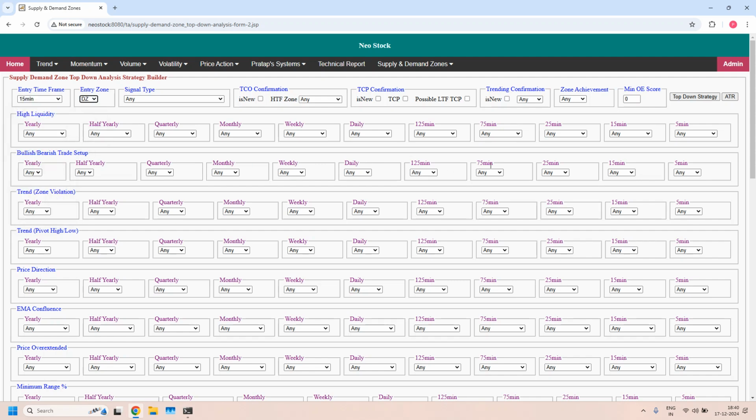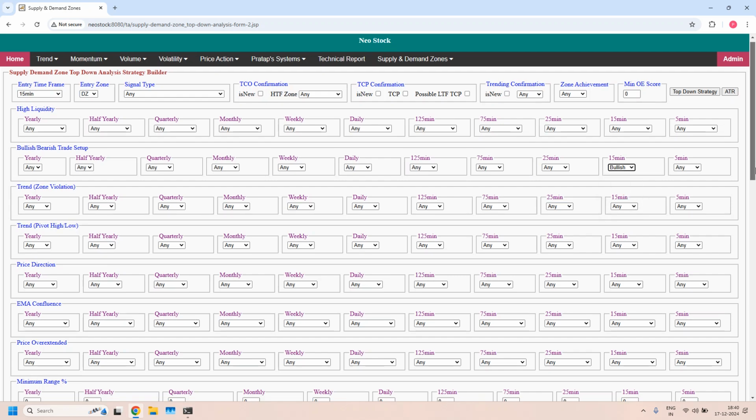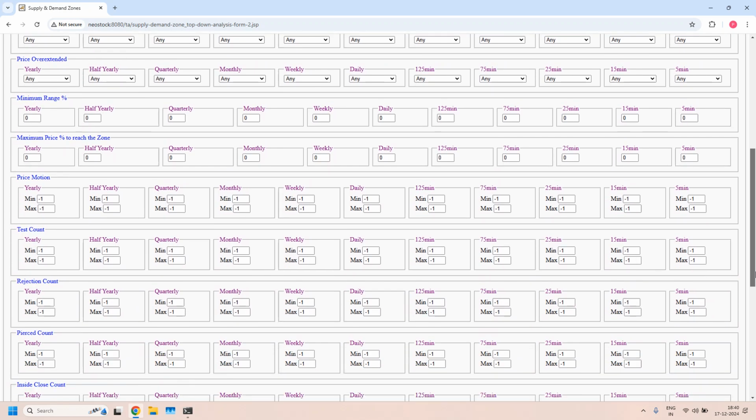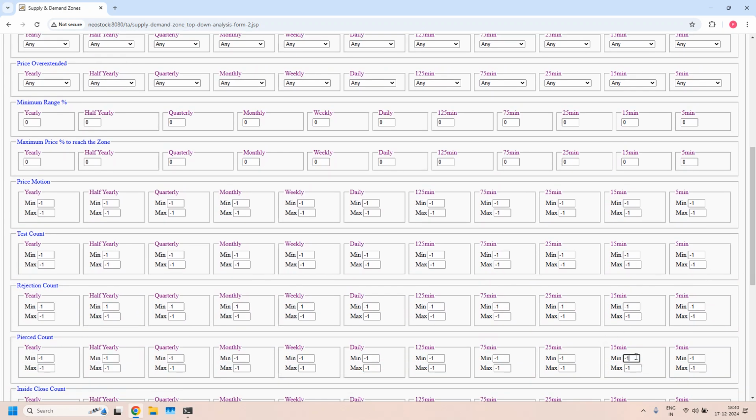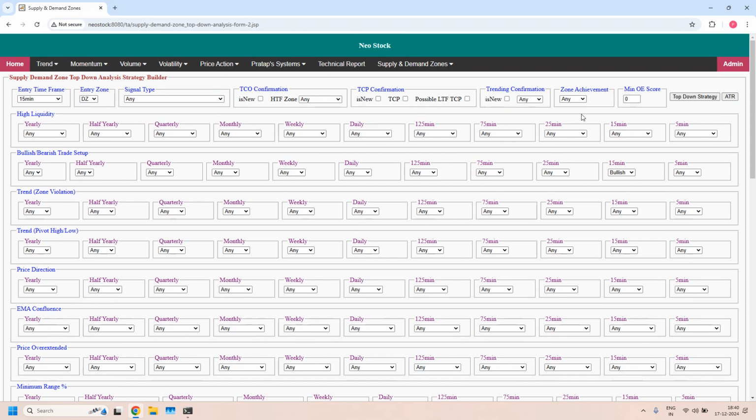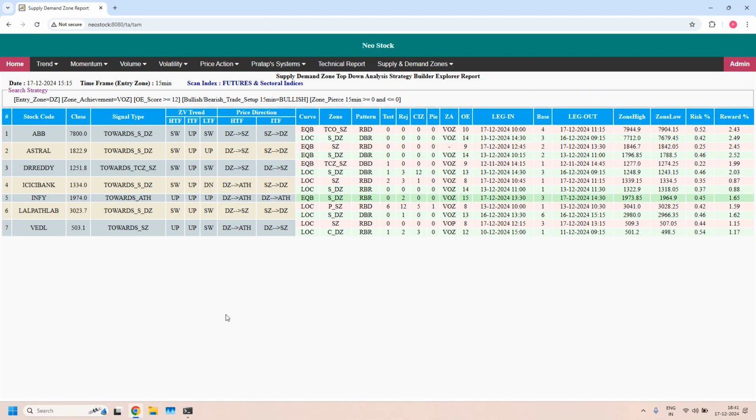In bullish or bearish trade setup at 15 minutes time frame, I am selecting bullish. These 15 minutes demand zones should not be pierced. So in the pierced count at 15 minutes time frame, I am setting minimum value 0, maximum value 0. Zone achievement violated opposing zone, minimum odd enhancer score is 12. All three filters are applied to the 15 minutes demand zone. Now let us filter the stocks. We got 7 stocks. Currently these 7 stocks are supporting the bullish trade setup for daily income trade. Entry zones are 15 minutes demand zones.